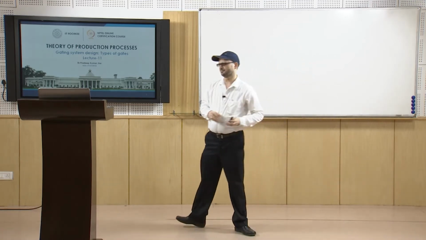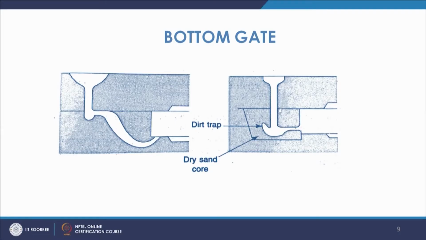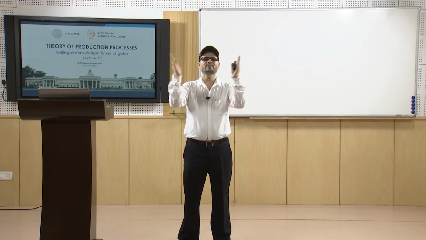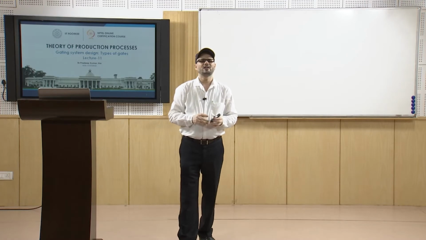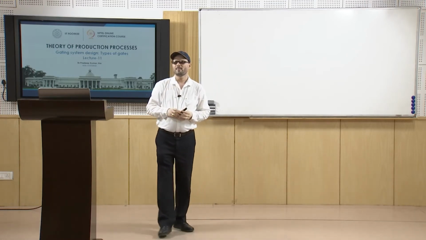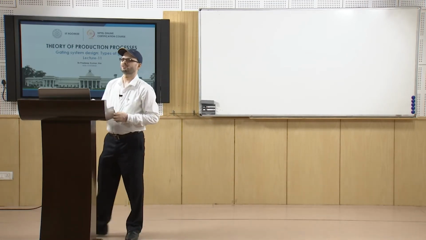There are also varieties, the horn gate and the bottom gate with dry sand core. In that case you have a dry sand core, and this is the example of the horn gate. These are the varieties of bottom gating. Now, one of the disadvantages of this horn gate is that you may have a fountain type of effect. When the metal comes, it will have a fountain kind of effect, and that may lead to some problems. So, this is one of the disadvantages of the bottom gate.